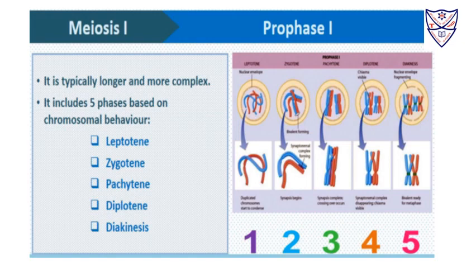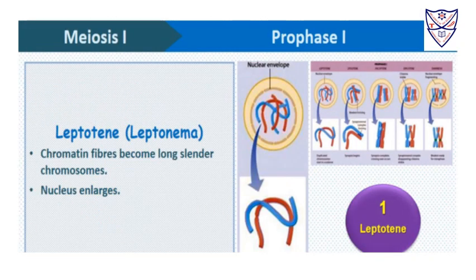For meiosis 1, we have prophase 1, metaphase 1, anaphase 1 and telophase 1. In prophase 1, we have five phases: leptotene, zygotene, pachytene, diplotene and diakinesis. Let us see what happens in these phases. In leptotene, the chromatin fibers become long, slender chromosomes and the nucleus enlarges. We can see this happening here.